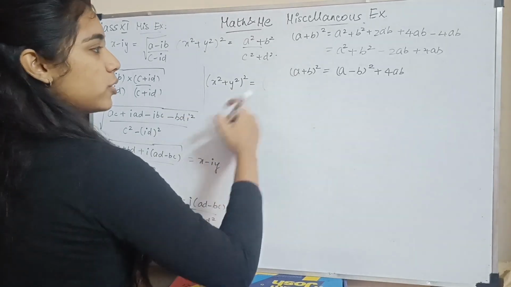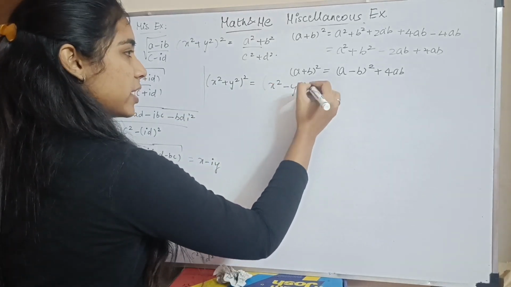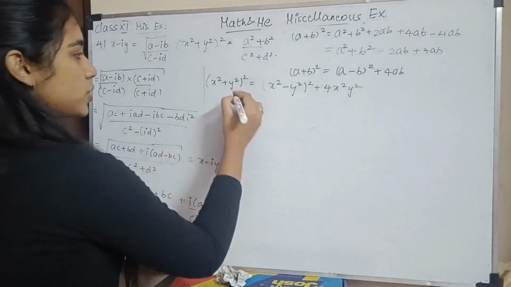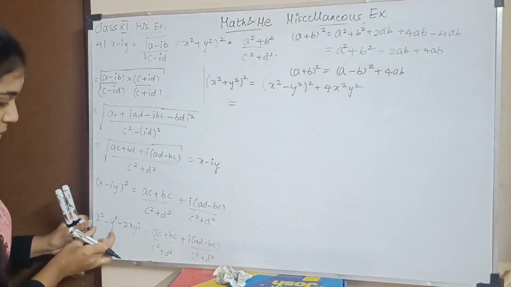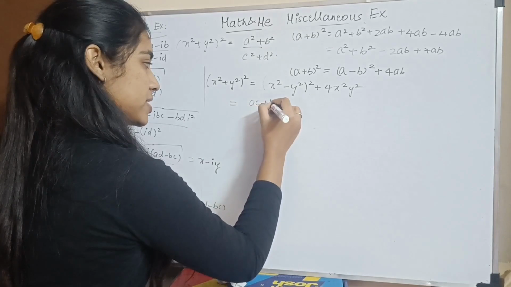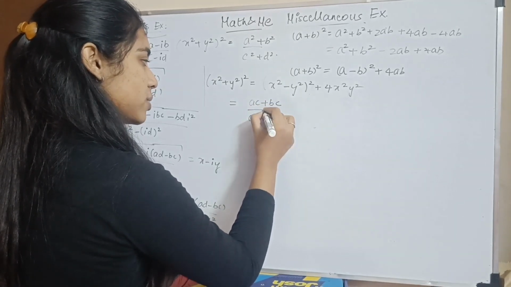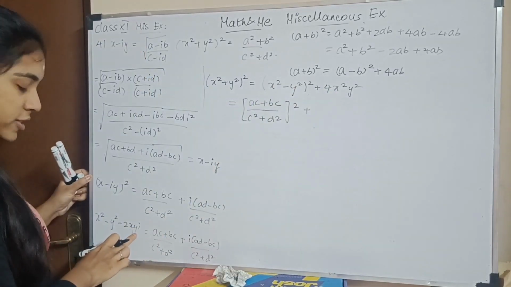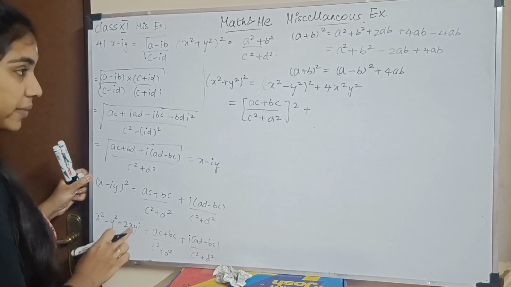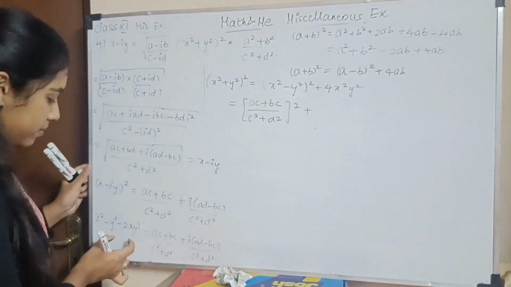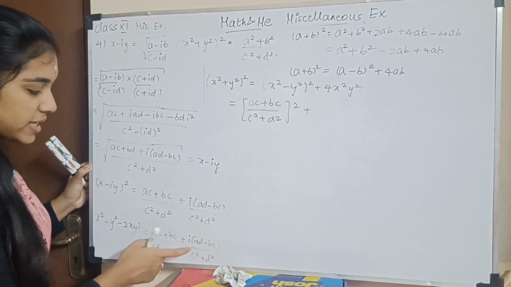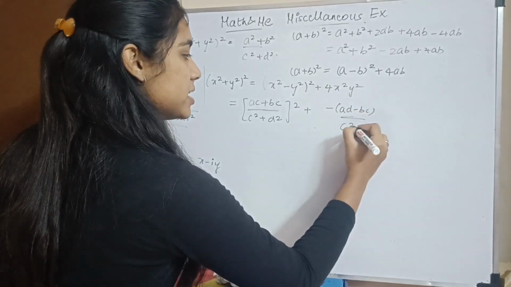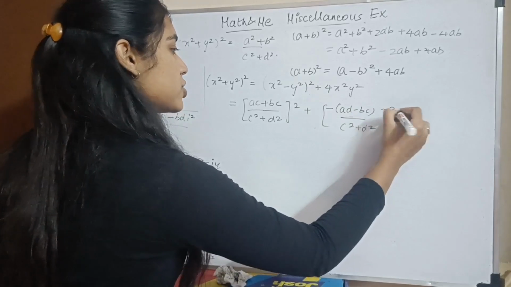It is nothing but, according to this formula, (x square minus y square) the whole square plus 4ab, which is 4 x square y square. So this is nothing but x square minus y square, and x square minus y square is the real part. So it's (ac plus bd) divided by (c square plus d square) the whole square, plus 4 x square y square, which is (2xy) the whole square. So I have minus 2xy. So what is the value of 2xy? Minus 2xy is this term, so 2xy is minus of this term. So it will be minus (ad minus bc) divided by (c square plus d square), the whole square. It is (2xy) the whole square.